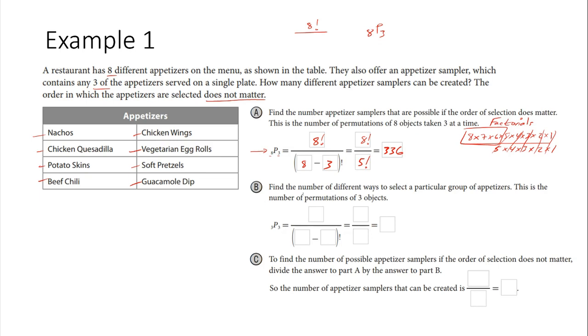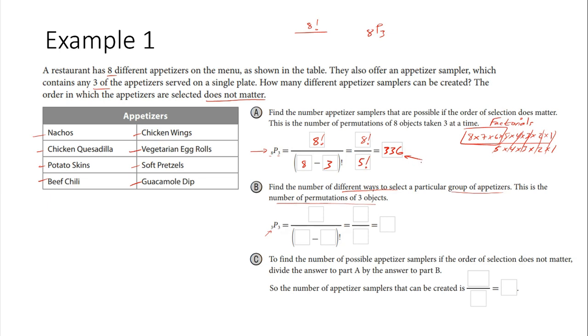That's a lot. All right, so now we're going to find the number of different ways to select a particular group of appetizers. This number is the permutations of 3 objects. So you have 3 objects, but now we're going to talk about the order and the different ways we can get those 3 things moved around. So again, there are 336 possible samplers. You can get nachos, potato skins, beef chili, or you can get chicken quesadilla, nachos, potato skins, or quesadilla, egg rolls, soft pretzels. There are 336 different permutations in which you can choose 3 appetizers, and that was part A.